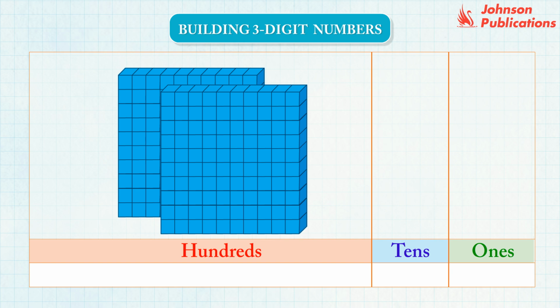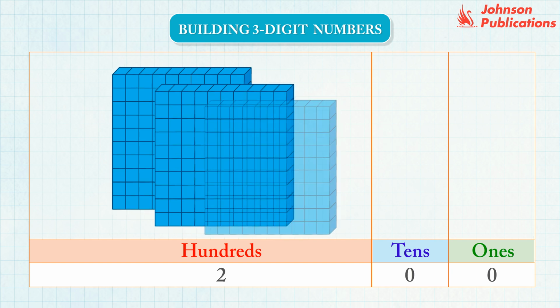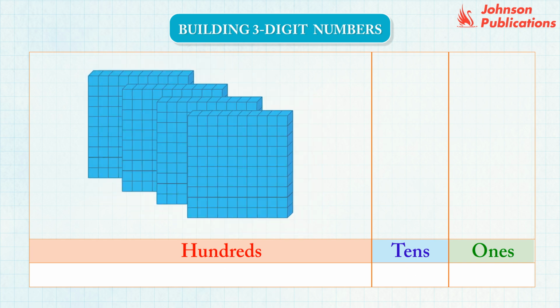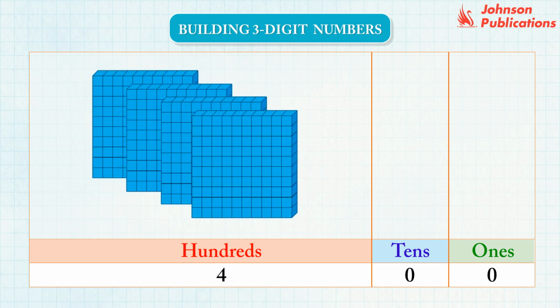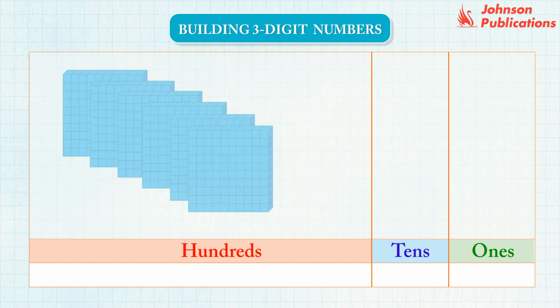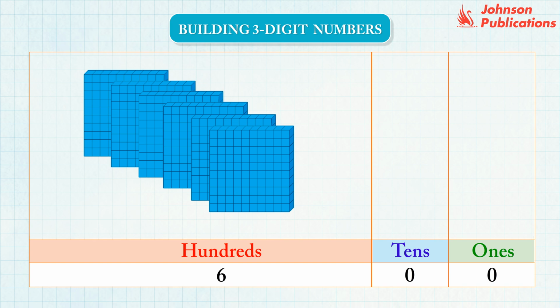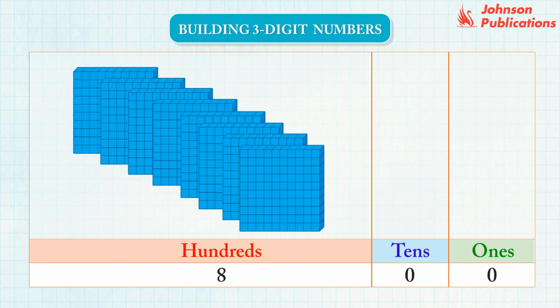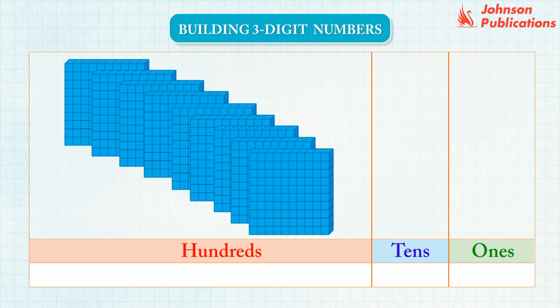2 blocks of 100 make 200. 3 blocks of 100 make 300. 4 blocks of 100 make 400. 5 blocks of 100 make 500. 6 blocks of 100 make 600. 7 blocks of 100 make 700. 8 blocks of 100 make 800. 9 blocks of 100 make 900.